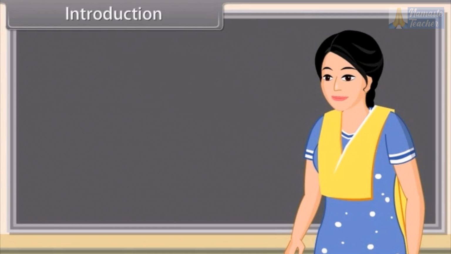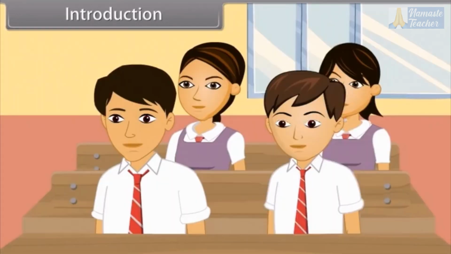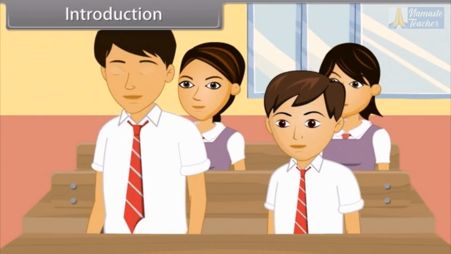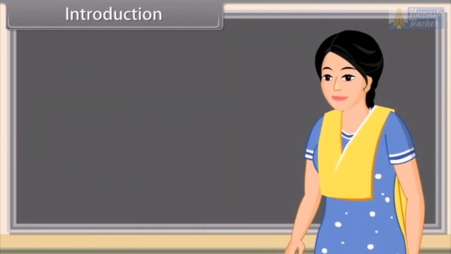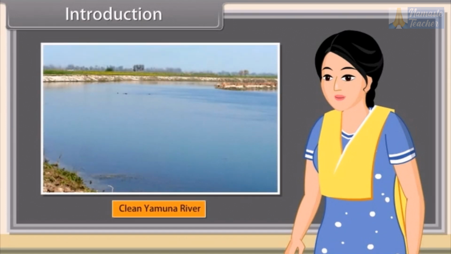Introduction. Have you ever been to the bank of River Yamuna in Delhi? No, ma'am. Yes, ma'am. I have been there once. But, ma'am, there is a very unpleasant smell in the river and it is extremely dirty. Yes, Gaurav, you are absolutely correct. Yamuna River is now one of the most polluted rivers of India, but it was clean before. Have a look. And now our activities have made it polluted and it appears dirty.